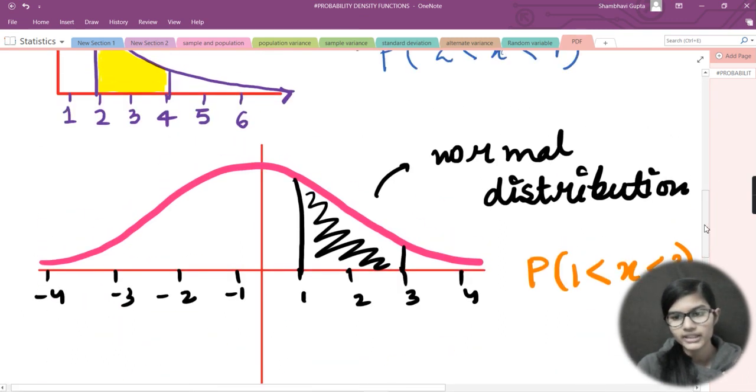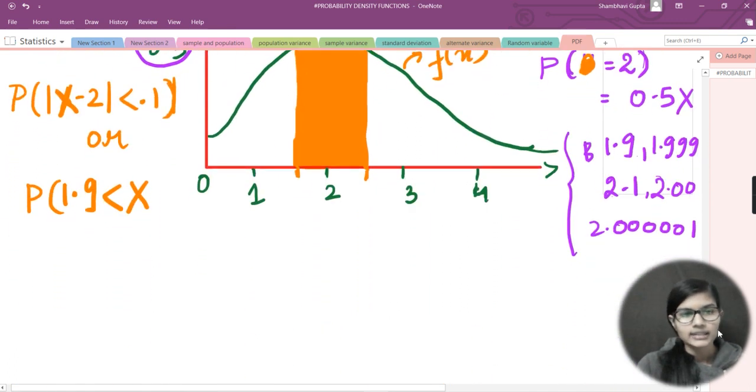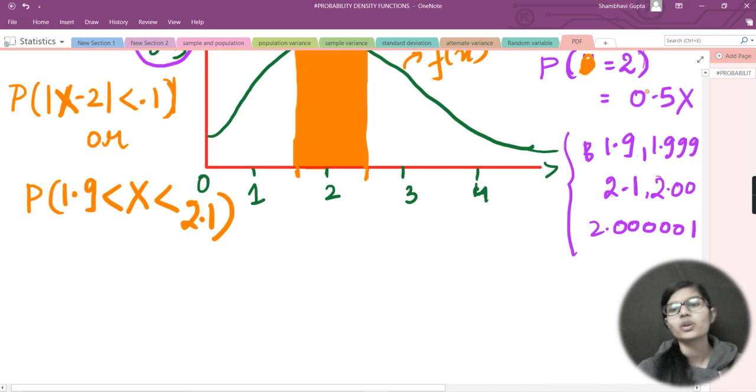Okay, so let me take it down. My capital X, the exact amount of rain that will fall tomorrow, must be greater than 1.9 and less than 2.1. This is what we were discussing here, because we wanted X equal to 2, simply the probability that it will rain exactly 2 inches tomorrow, right?